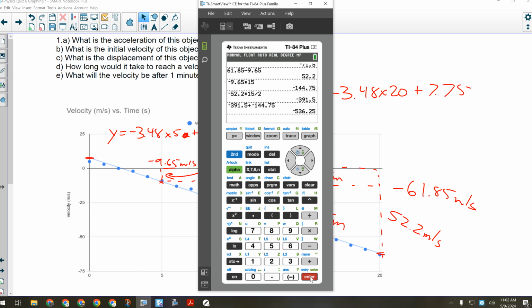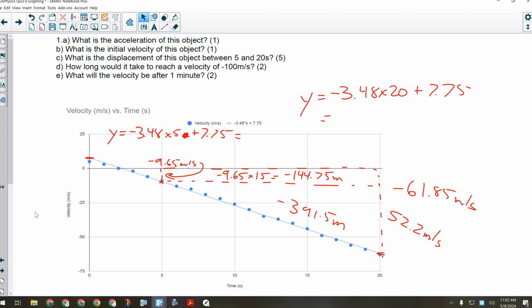So there's the total displacement, almost exactly the same as the other question I gave you, just negative. Negative 536.25, and that's in meters. So we would need both the negative and the meters for that question. Is that making a little more sense? We always just have to follow those little rules.